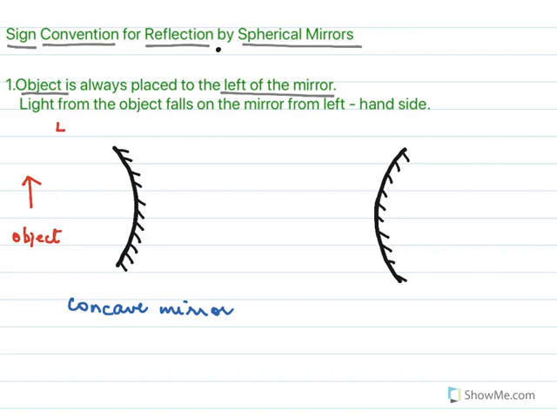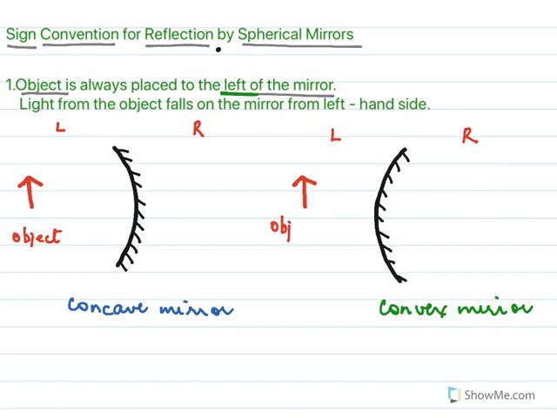This is the left of the mirror, this is the right of the mirror. We never keep the object to the right. This is wrong. We always keep the object to the left of the mirror. Here we have the convex mirror, and like we said, the object is kept to the left of the mirror. Of this mirror, this is the left and this is the right. The object will always be kept in front, on the left of the mirror. It is never kept behind the mirror.